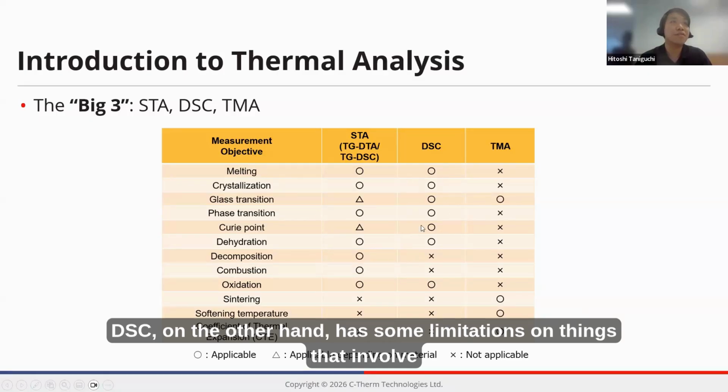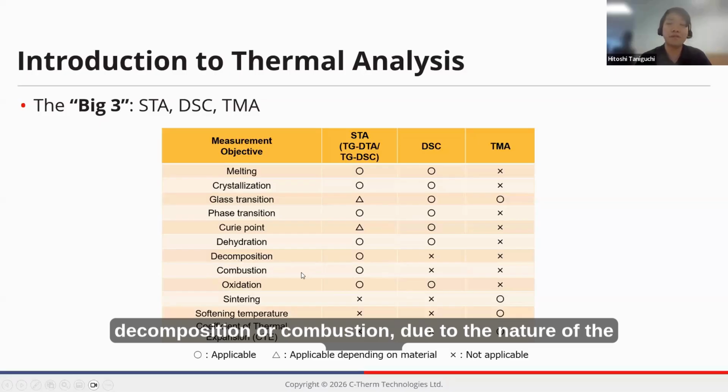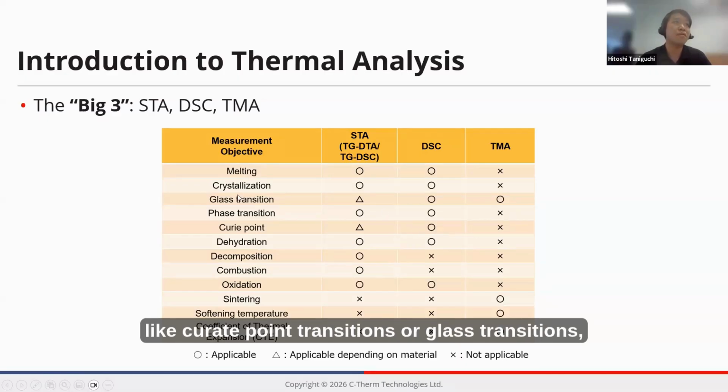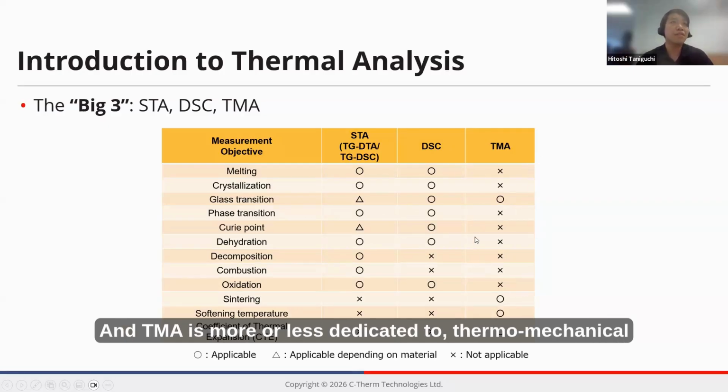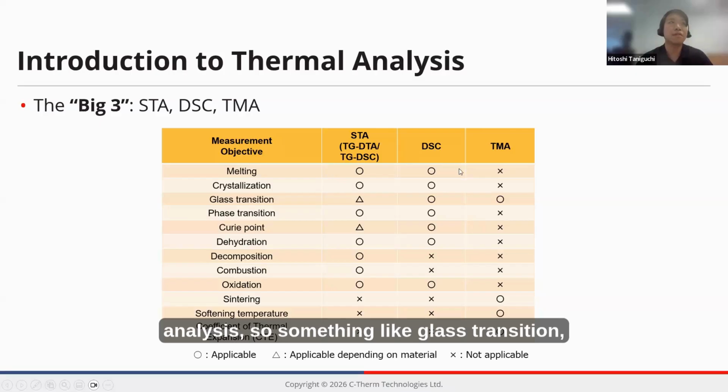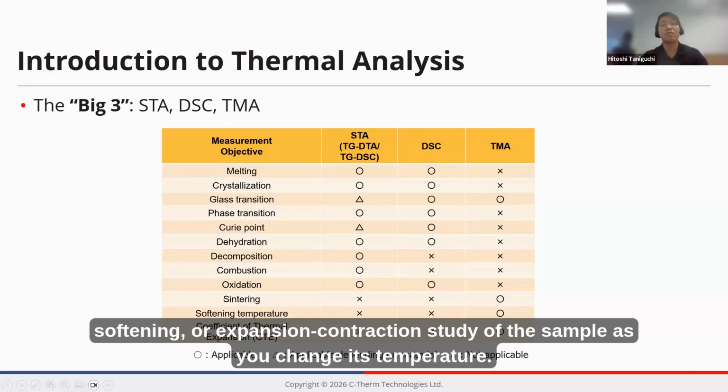DSC, on the other hand, has some limitations on things that involve decomposition or combustion due to the nature of the sensor, but it is more fine-tuned towards very subtle reactions like Curie point transitions or glass transitions, these kinds of secondary phase transitions. And TMA is more or less dedicated to thermomechanical analysis, so something like glass transition, of course, but really its main forte is the sintering, softening, or expansion and contraction study of the sample as you change its temperature.